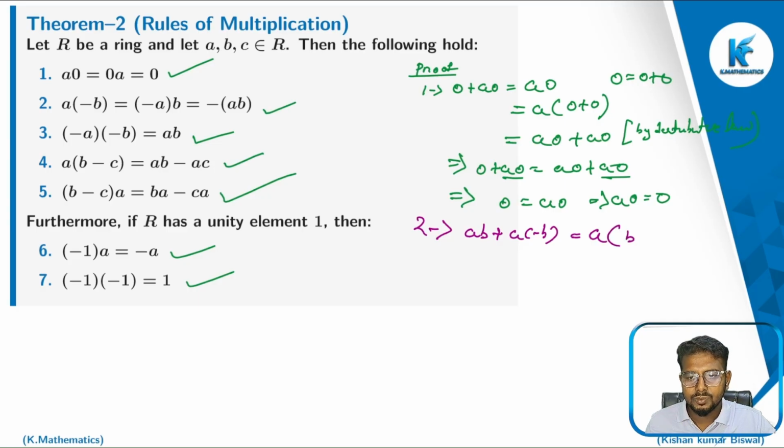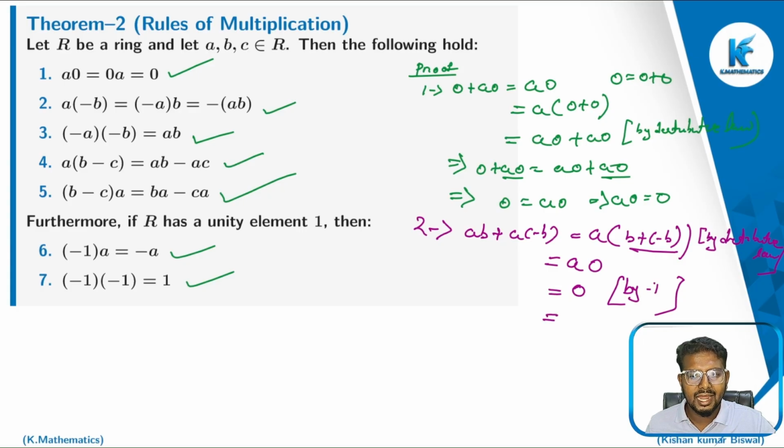Similarly, to prove the second property, you can write a into b plus a into minus b equal to a whole into b plus minus b by distributive law. And here this is equal to a into b plus minus b जो होगा, यहाँ पर minus b जो है b का additive inverse है, so this is equal to 0. And here a into 0 equal to 0 by property 1.